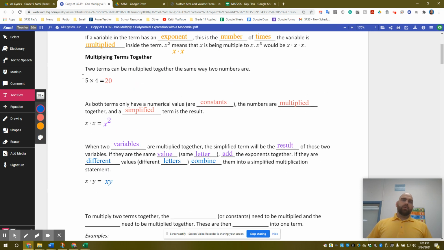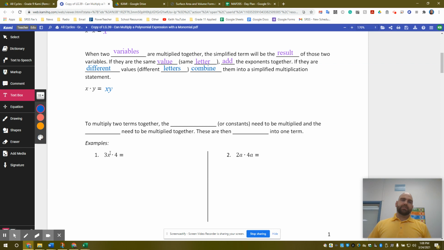Now, here we multiply two terms together, we get an answer. Here we multiply two terms together, we get an answer or a simplified term. Here we did the same thing. But you'll notice that in each case, I've isolated either just numbers or just letters. What happens if we put some of that together?